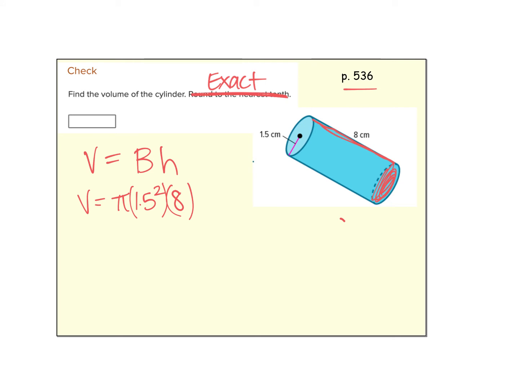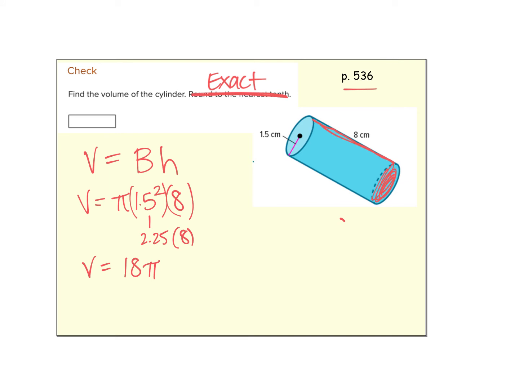Now, to leave it in terms of pi, I am going to do 1.5 squared first. So I have my calculator. I'm doing that right now. 1.5 times 1.5. I end up with 2.25. Then I'm going to times that by 8. I end up with 18. I'm not going to times it by pi. I'm just going to leave that pi symbol.